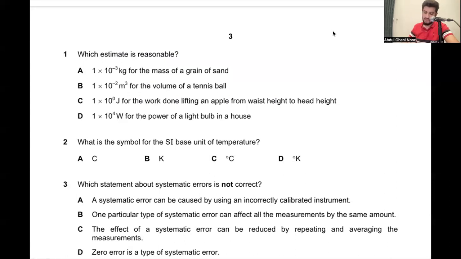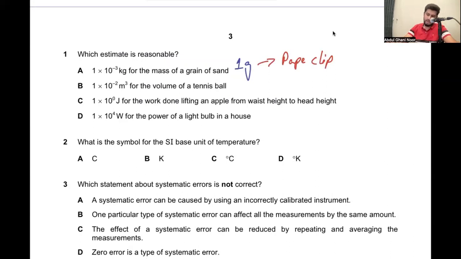Now, the first option says 1 into 10 to the power minus 3 kilogram for the mass of a grain of sand. So 1 into 10 to the power minus 3 kilograms is actually 1 gram. Do you think that the mass of a grain of sand would be 1 gram? 1 gram is approximately the mass of, I would say, a paperclip. A paperclip has a mass of 1 gram. So sand is obviously way lighter than a paperclip. So it cannot be 1 into 10 to the power minus 3 kilograms.